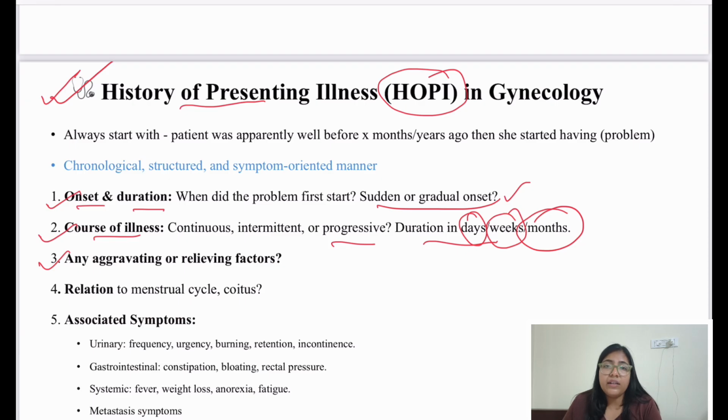like if a patient comes with symptoms of prolapse, like anything coming out of the vagina, then that symptom may increase during straining, like during chronic cough, or if she is lifting any heavy weight, or walking, or when she is passing stool, when there is abdominal strain. In that case the prolapse may come out, and if she lies down, then it may go in. So you mention it like that, if there is any aggravating or relieving factor.